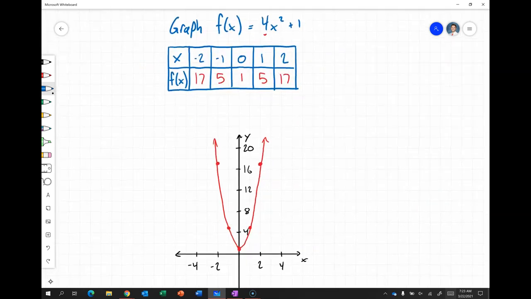So if we were to compare this again to our parent function, right, that would be at 0, 0, 1, 1, negative 2, 4, negative 3, 9, and 3, 9, and negative 4, 16, and 4, 16, and we could go ahead and graph that as well.